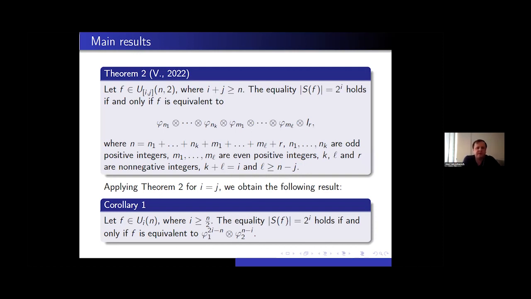Now we discuss the main results of the talk. The first result is Theorem 2. Let F belong to the space U_{i,j}^n, and i plus j is greater than or equal to n. Then the support size of F is 2 to the power of i if and only if F is equivalent to the following tensor product.